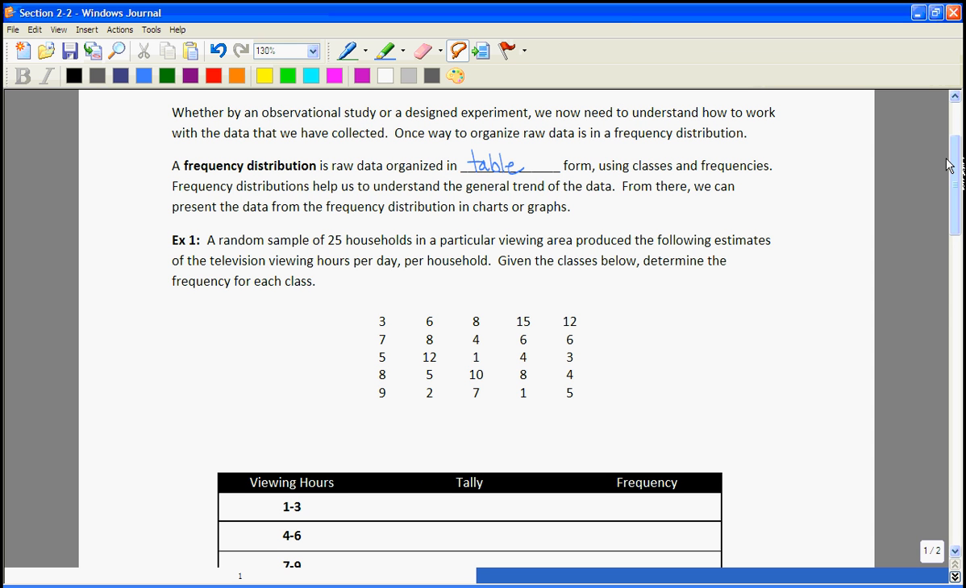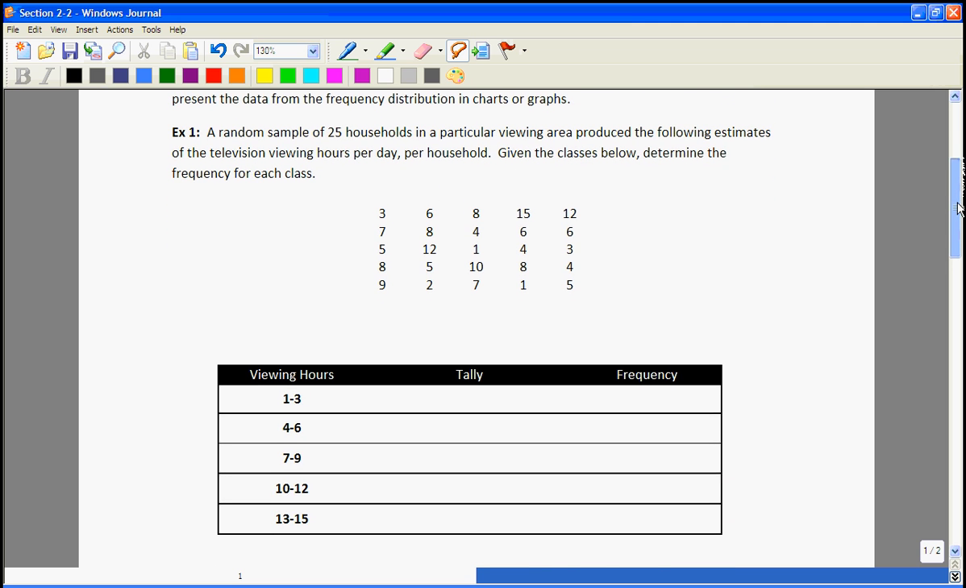So let's take a look at example 1. We have a random sample of 25 households in a particular viewing area, and it produced the following estimates of television viewing hours per day per household. So, of course, in a more detailed study, we might want to know how many people live in the household, are there children under the age of 18, things like that. But just for the purposes of this example, all we know is the number of viewing hours per day. So given the classes below, determine the frequency for each class.